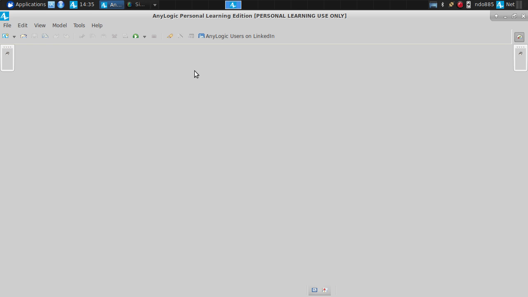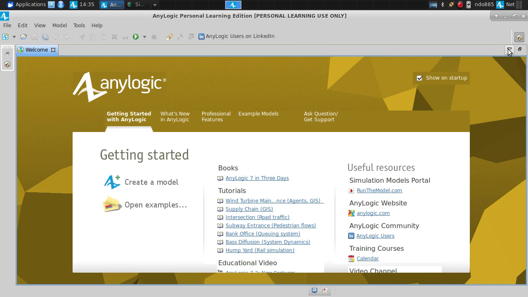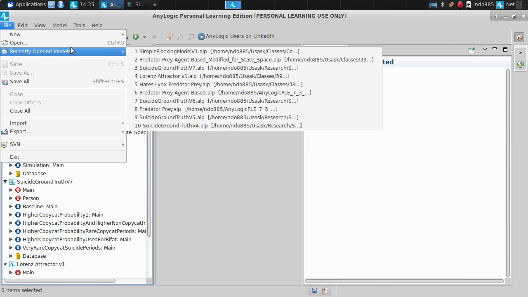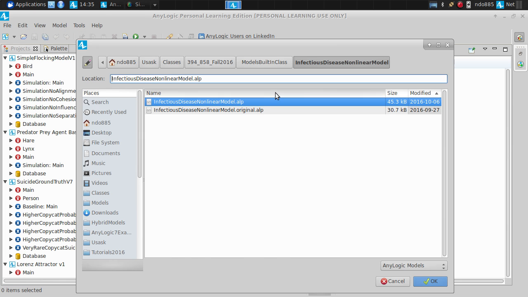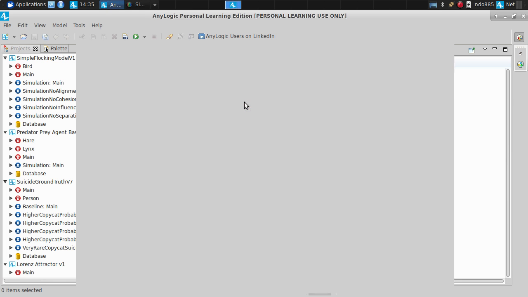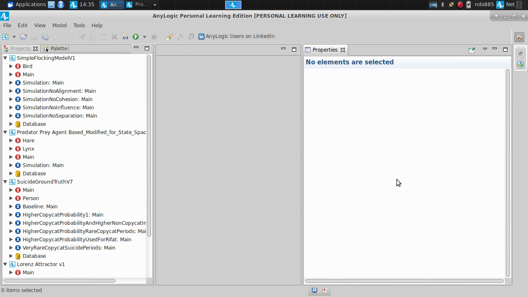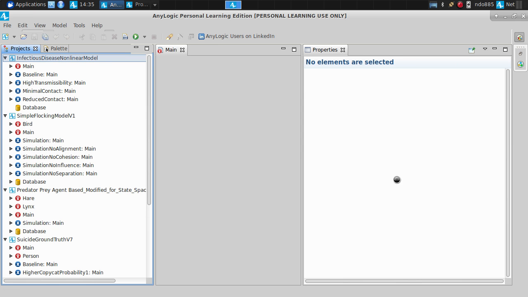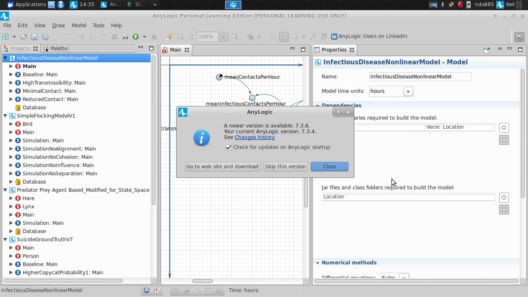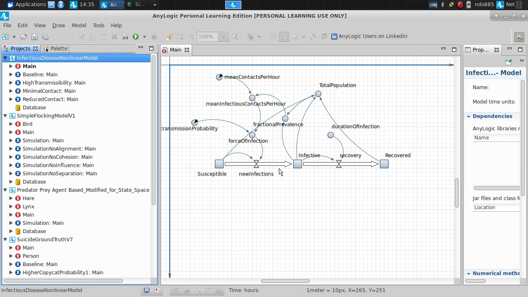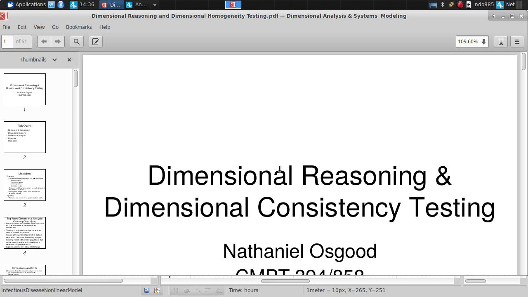Okay, so ladies and gentlemen, I've asked you to call up this model. We're going to be first explaining some basics of the approach we're going to be using. It's the infectious disease nonlinear model, and we're going to use it to illustrate some of these types of uses to which dimensional information can be put. So if you'd like to just open it up, you can have it here, and we'll come back to it in a few minutes.